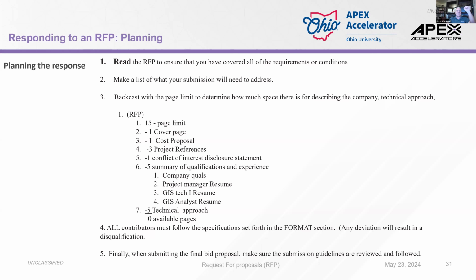So in this case, the RFP has a 15-page limit. I put a cover page out. I put a cost proposal out. A 3-project reference. 1 conflict of interest. I'm going to try and use 5 pages to cover my company quals, project manager resume, the GIS tech resume, and the GIS analysis resume. That gives me 5 pages for my technical approach. Can anybody spot the 1 page I didn't put in there?